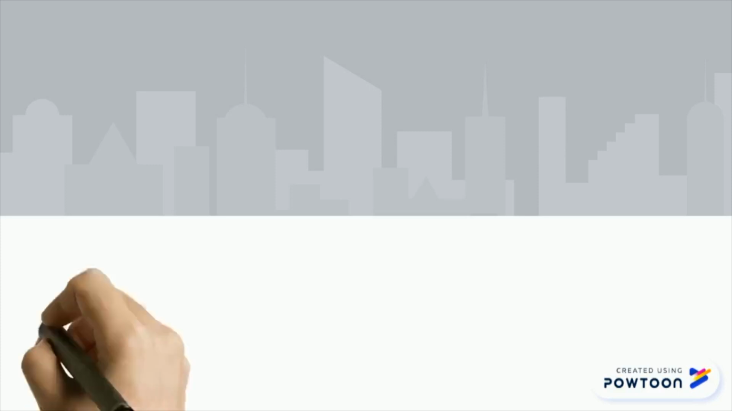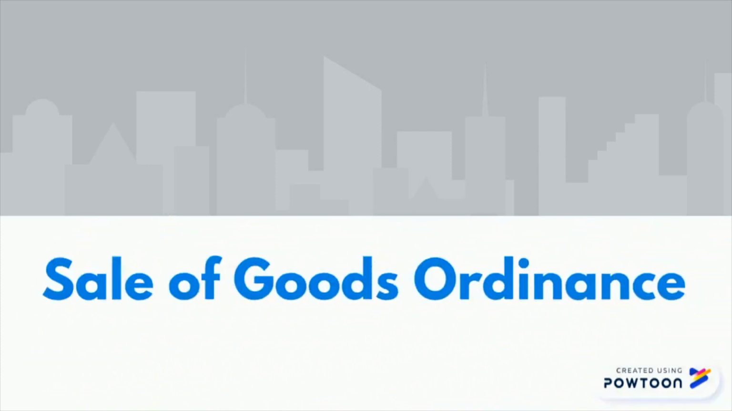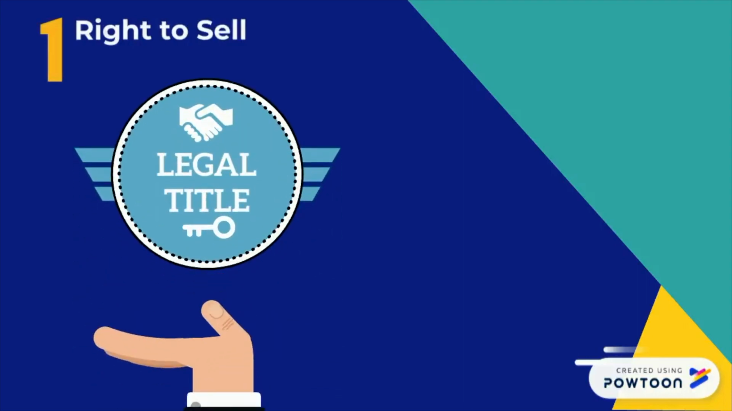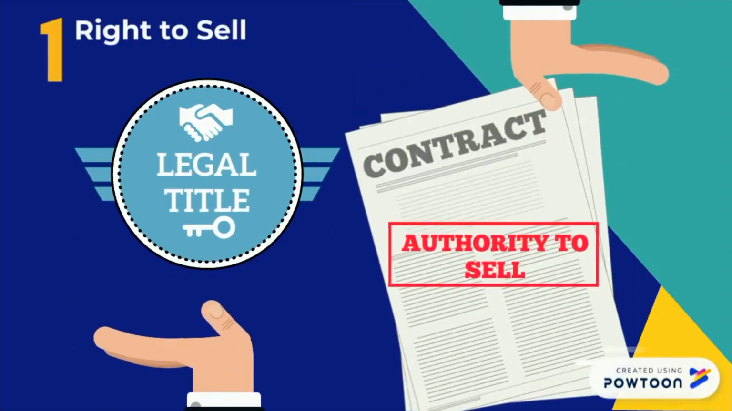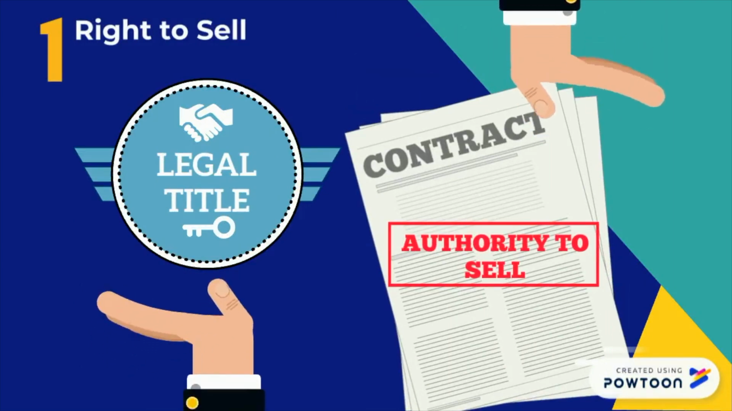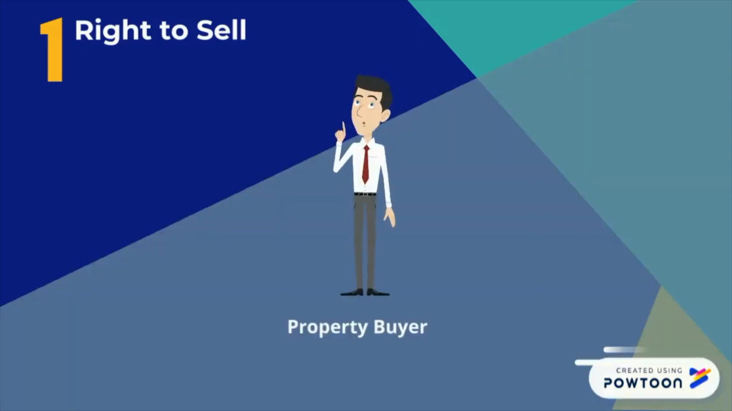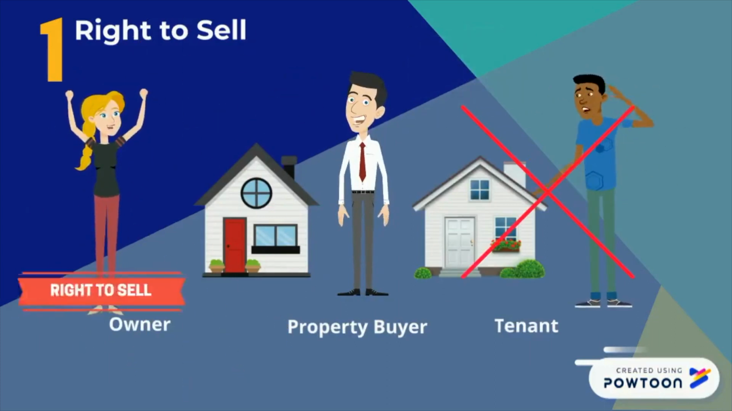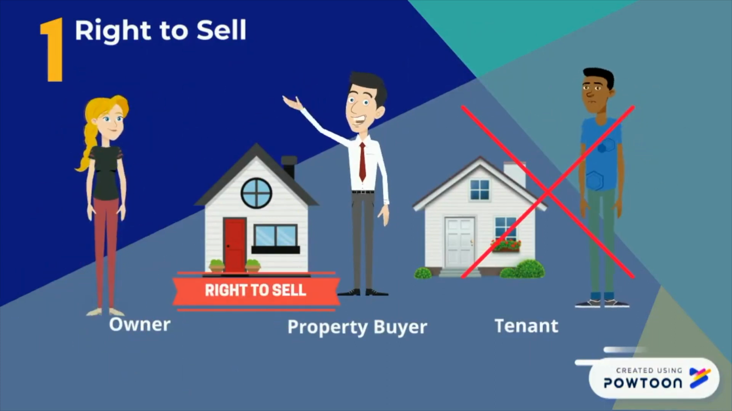So, what is sales of goods ordinance? Let's start with some basic concepts. Sales of goods ordinance, in short SOGO, provides that goods for sales must fulfill 5 conditions. First, right to sell. This rule implies that only a seller with the legal title of the goods has the authority to sell. Similarly, people cannot buy from a non-owner. For example, if you want to buy a property, you can only buy it from the owner instead of the tenant. The owner is the only person who has the right to sell the property.